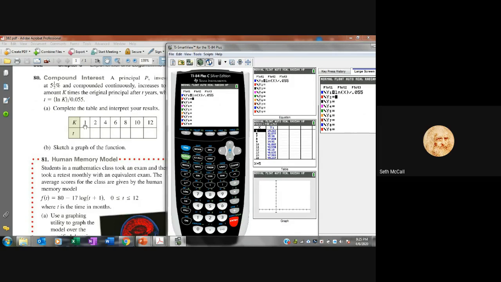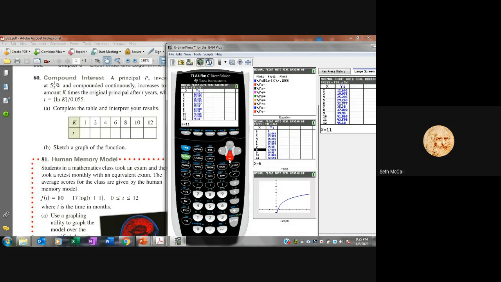This time our table's starting at 1. It's going 2, 4, 6, 8, 10, 12. So I'm going to go back into my table settings. I'm going to start my table at 1. Everything else I'm going to leave alone. I'm going to click on table, and you can get the values that you need. You need to go up to 12. So once you get the other values, you can simply scroll down and get your last value, which is 45.10.